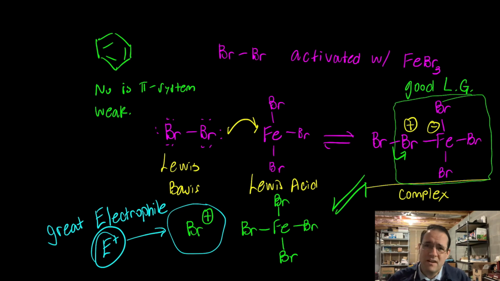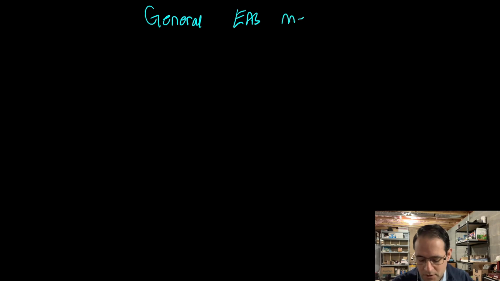So you'll see some funky reagents used in this chapter, and the whole purpose is to activate the electrophile so that it's more attractive towards benzene, which is a very weak nucleophile. Okay, so before I talk too much about the electrophilic aromatic bromination, let me show you the general template or the general reaction you're going to see for electrophilic aromatic substitution mechanisms.